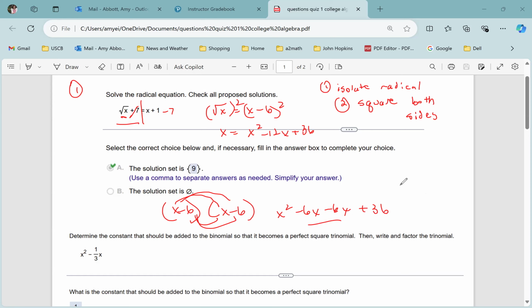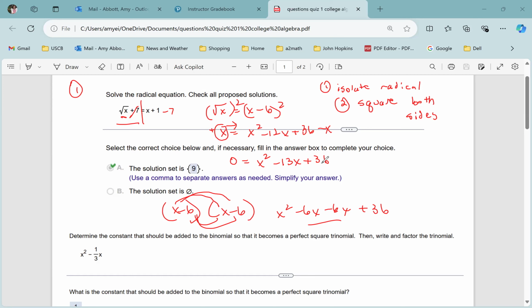Then, because it's a quadratic, you have to move everything to one side. So I'm going to move the x over there, which makes it minus x. Whenever you move anything left or right, it changes the sign of it. And it's currently plus x. So on the other side, it's minus x. So then you got x squared minus 13x plus 36.